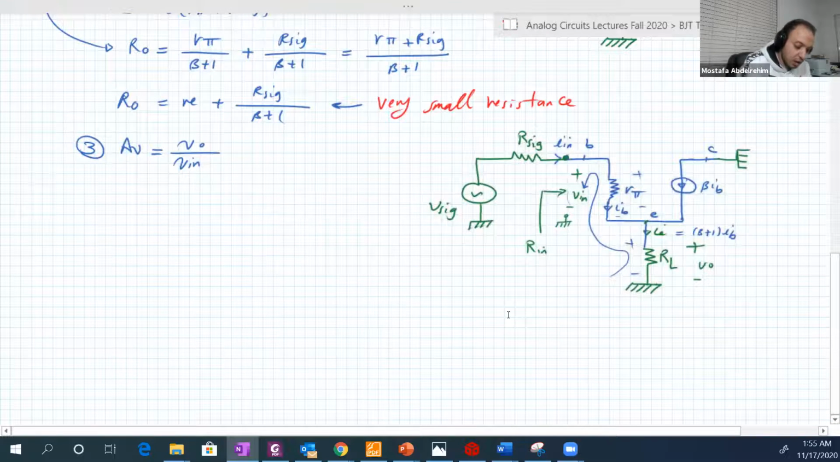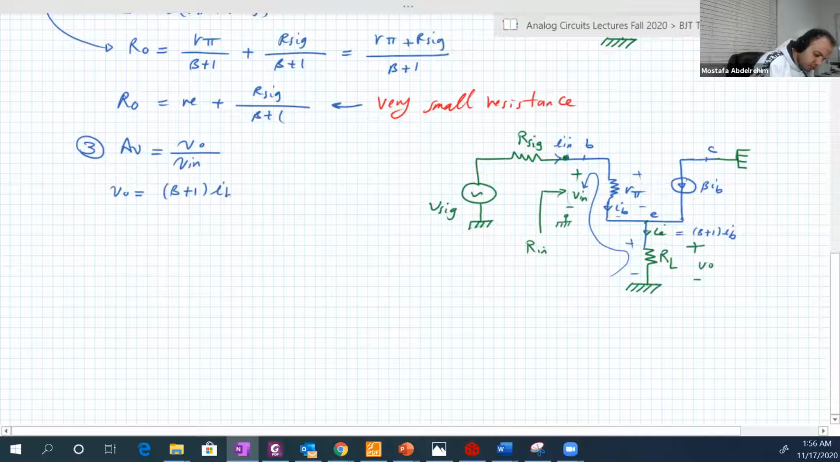Good. So VO is the voltage across our load. So it's equal to the current in our load multiplied by our load. The current in our load is (beta plus 1) IB. And our load is RL. Good. How about V input?